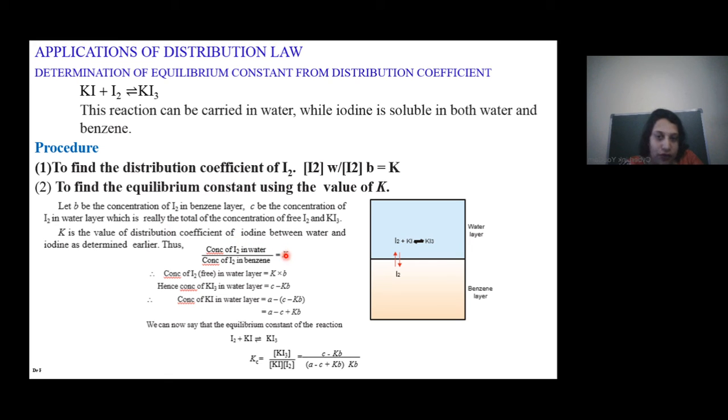So K will be equal to the concentration of iodine in water to the concentration of iodine in benzene. Then Kc, the equilibrium constant, will be equal to KI3 divided by the concentration of KI divided by the concentration of I2. We have to find the individual values of KI3, KI and iodine, and we will reach the value of Kc.